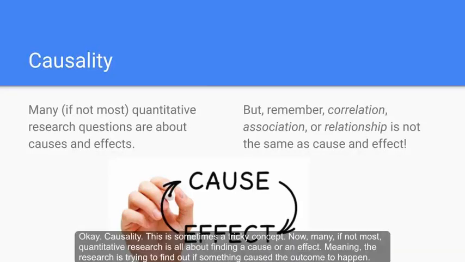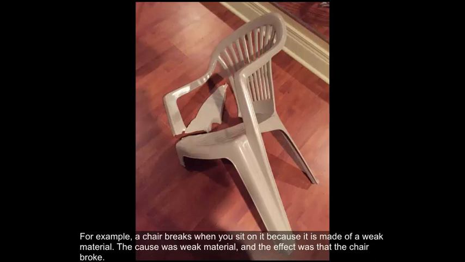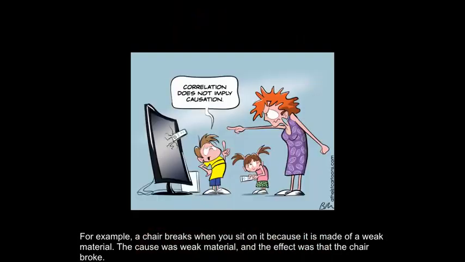Okay, causality. This is sometimes a really tricky concept. Now, many, if not most, quantitative research is all about finding a cause or an effect, meaning the research is trying to find out if something caused the outcome to happen. For example, a chair breaks when you sit on it because it is made of a weak material. The cause was weak material, and the effect was that the chair broke.